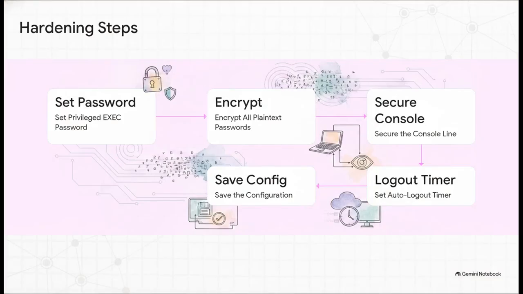Moving on to Section 2, Day 1 Device Hardening. Okay, picture this. You've just unboxed a brand new switch. Before that thing ever touches your production network, you have to lock it down. Here's your Day 1 hardening checklist, and the order here really matters. First, set an enable secret password. Second, run service password-encryption so you don't have plain text passwords sitting in your configs. Third, secure your console line. Fourth, set an exec timeout so if you walk away, the session auto-logs out. And fifth, save your work.